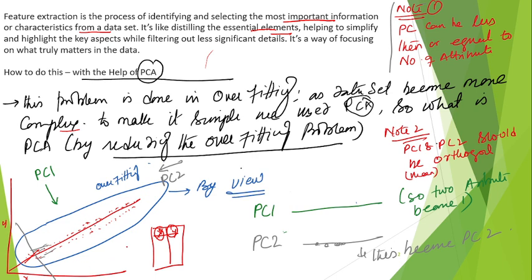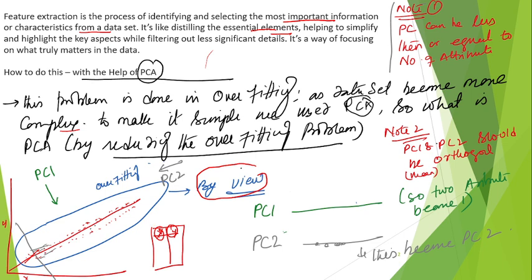In order to overcome this, we use principal component analysis. What do we mean by that? It is a way to overcome overfitting. It reduces the data, and how it reduces is just the way you view the data.